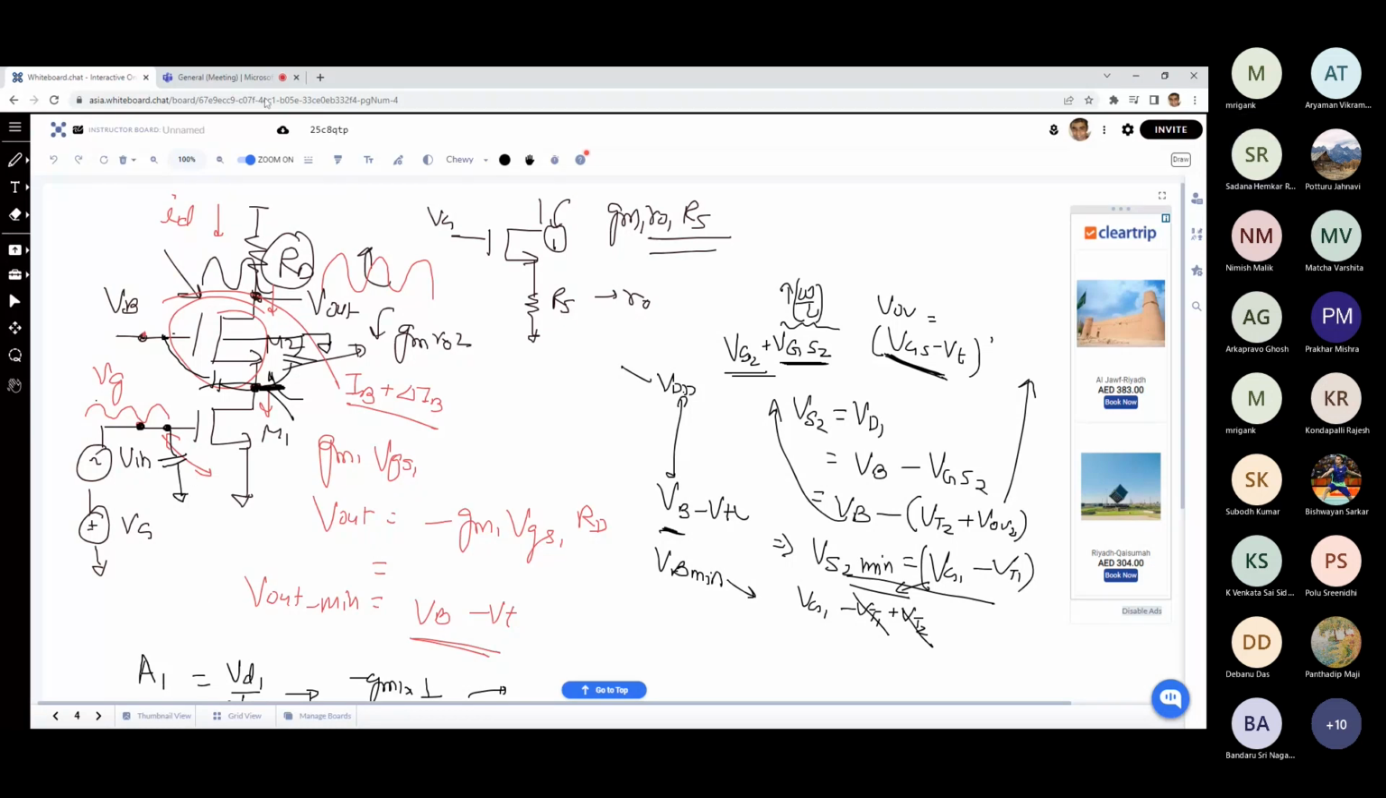Yes, sir. So those things I'm not doing that. Okay, find out the expression for CG, total capacitance at this node and this node. Those things visually you should be able to see and decide which one will be dominant.